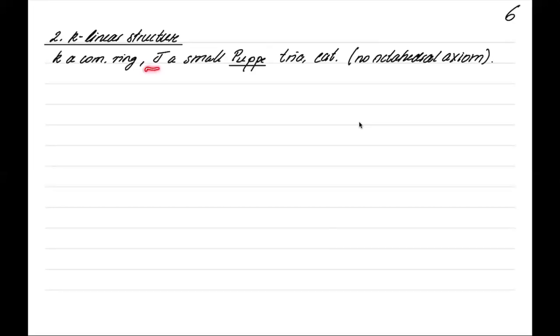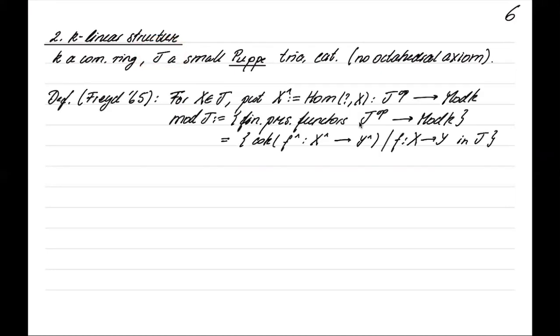Okay, so let's take this category. Then we can look at homological functors from T to abelian categories, and there is one universal functor, which is the Yoneda functor with values in this category of finitely presented functors. Mod T is the category of finitely presented functors from T to mod K. What is a finitely presented functor? Well, it's simply the cokernel of a morphism between representable functors. X hat is the representable functor associated with X.